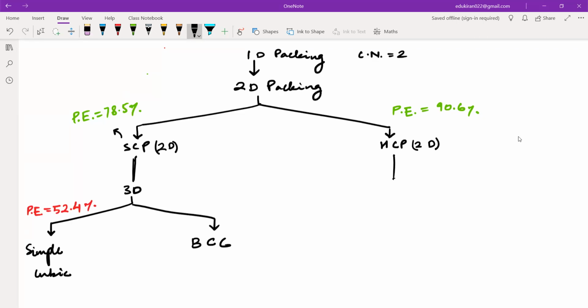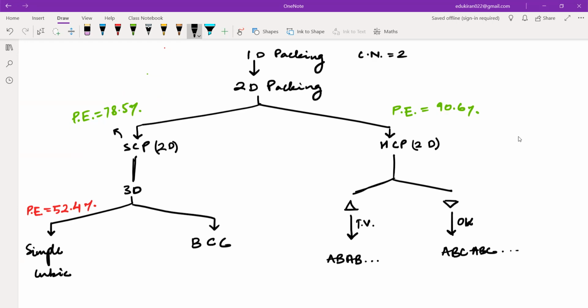Now in HCP we had two different cases. There was an upward triangle and a downward triangle, and we kept on the upward triangle, and then this triangle got converted into an octahedral void, and this converted into a tetrahedral void. When we kept on the octahedral void, we got ABC, ABC, if you can remember. And in the tetrahedral void, we got AB, AB packing.